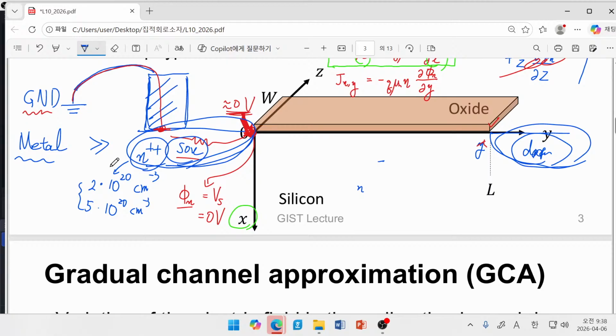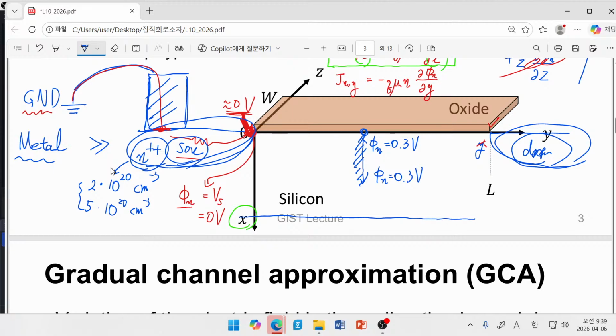argument or model development. It simply means that if this phi n is equal to 0.3 volt, then nearby this interface, all of these points will have phi n equal to 0.3 volt. Therefore, we will not have any kind of x-directional current conduction. Before moving to the next slide, I have a final question to you about the validity of this assumption.